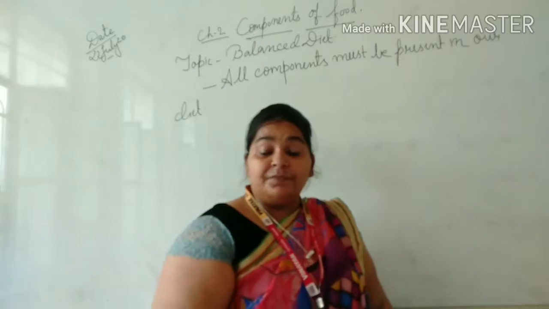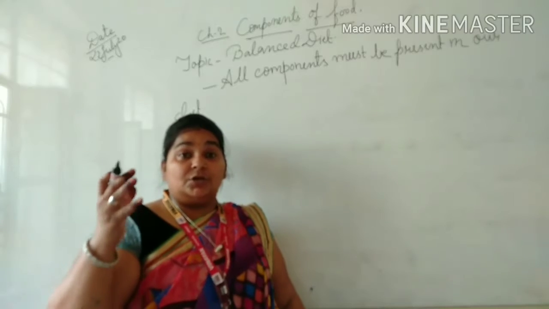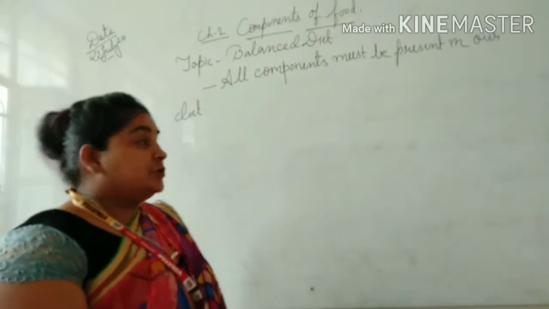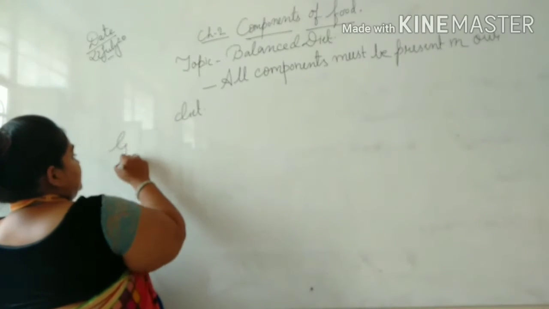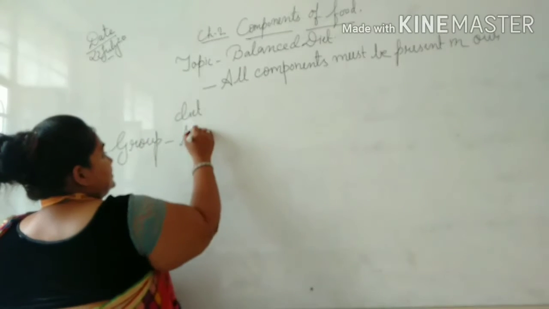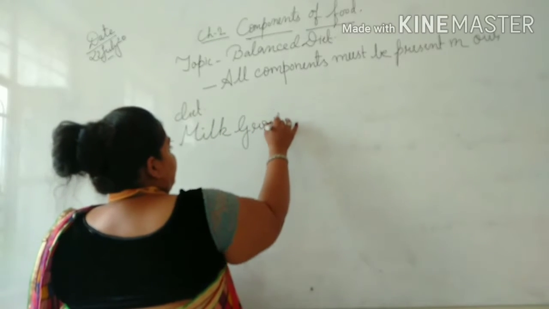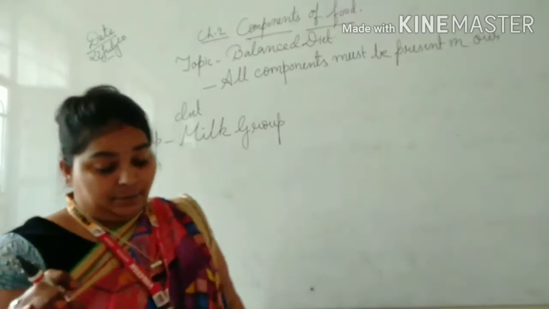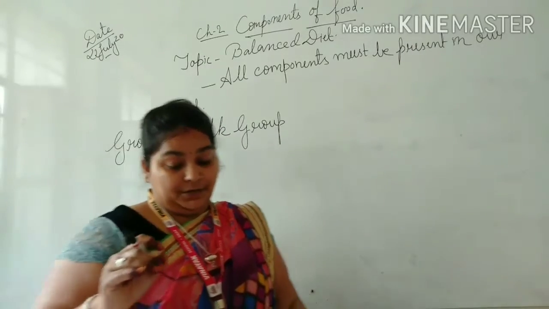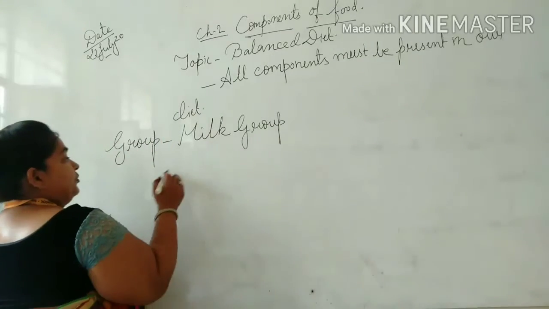Now, we know that different kinds of food provide us different kinds of components. So keep in mind that our food or diet has been divided into groups. So what are we going to learn about these groups? Number one group is the milk group. What does this milk group mean? In this milk group, usually we have products like milk, curd, butter, cheese, etc., that are prepared from milk.